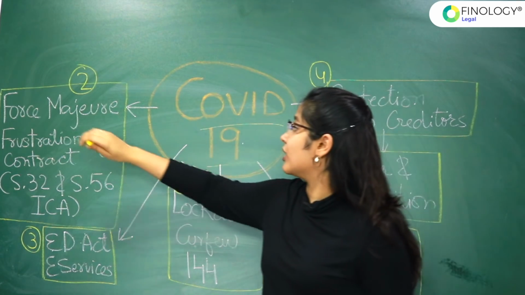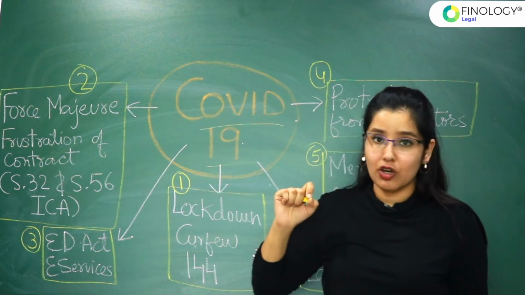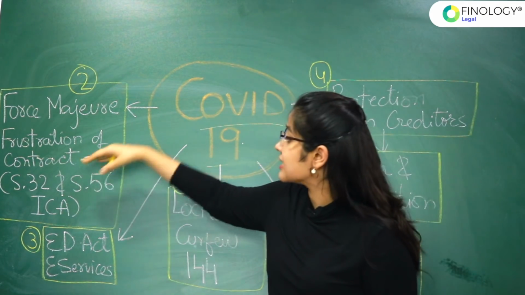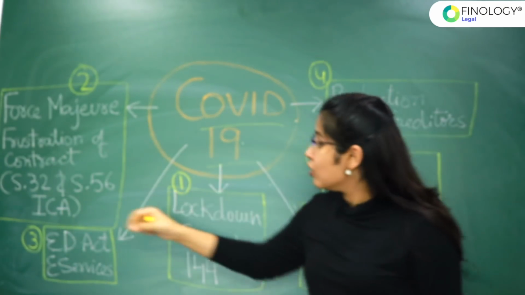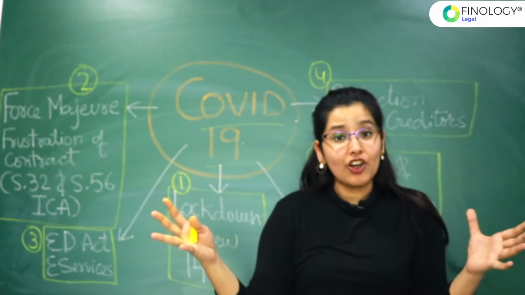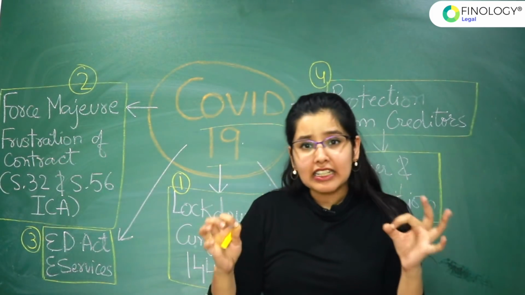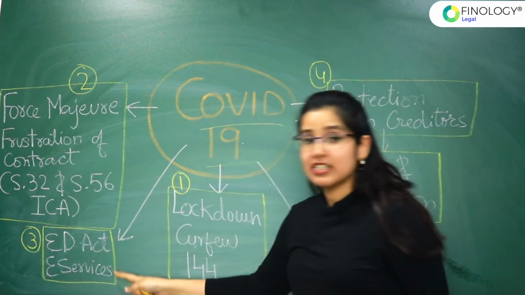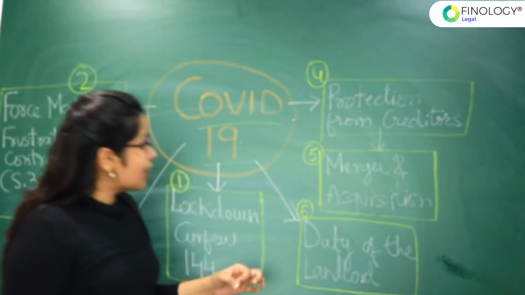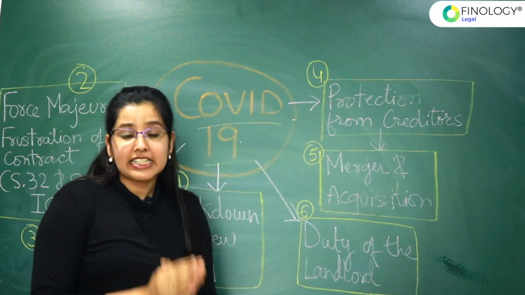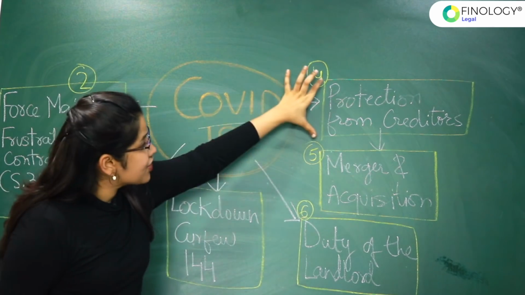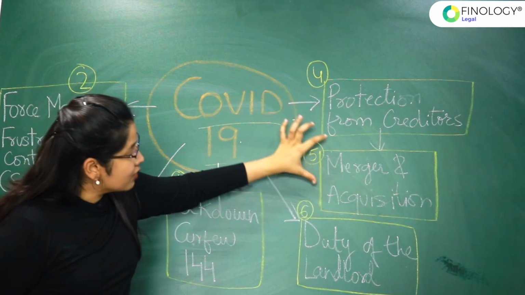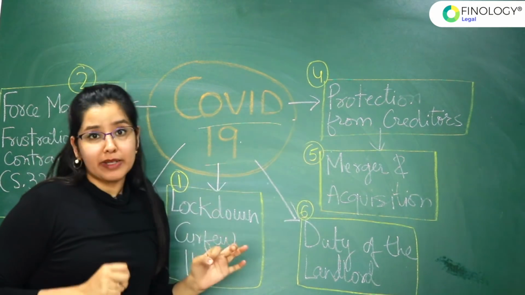Then we'll also see the importance of force majeure or vis major clauses. So with the advent of COVID-19, we'll see a lot of frustration of contracts and contingent contracts happening. So section 32 and 56 of the Indian Contract Act also comes into play. Another highlight of this entire event was the Epidemic Diseases Act and Essential Services Act. Next, let's talk about the financial distress. So all the legislations, all clauses talking about protection from creditors become important, and along with it, important merger and acquisition transactions also become important.